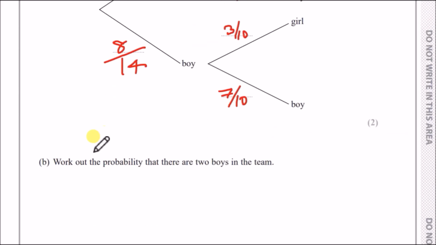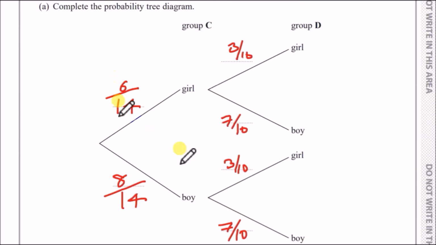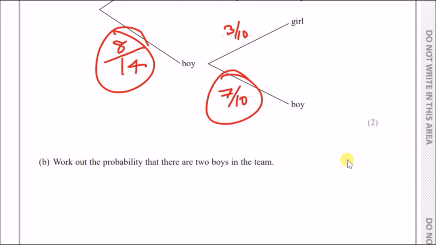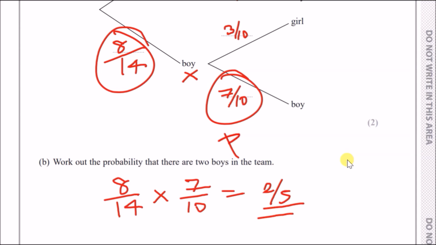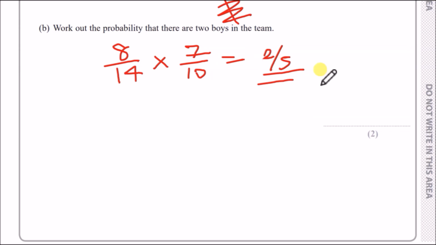Cool. Now, work out the probability that there are 2 boys in a team. Okay, so for 2 boys in a team, you just follow the boy tree. So in other words, you just go through here. So the result would literally just be 8 over 14. And when you chain things up, you multiply, yeah? 8 over 14 times 7 over 10. And conveniently, you can put this in your calculator. So 8 over 14 times 7 over 10. I got 2/5. That's my answer. So yeah, just leave it as a fraction, guys. Don't write decimal. You don't have to. They're not picky like that.